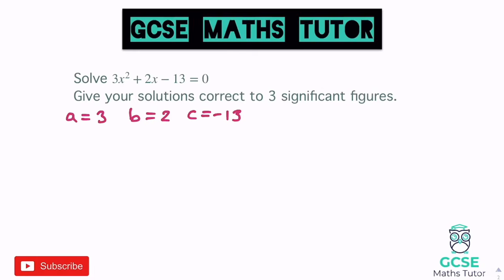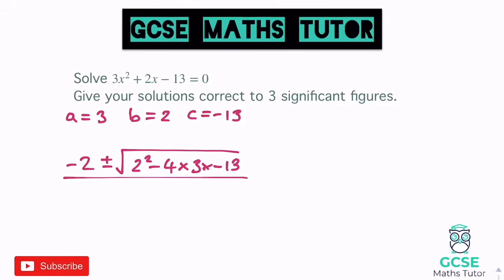So sticking it all in the formula, we've got minus b at the start, so minus 2, plus and minus the square root of b squared, so 2 squared, minus 4 times 3 times negative 13, and that's all over 2a, which is 2 lots of 3. I'm going to type in 2 times 3. There we go. Right, so got to be very careful here, because there's a negative c value.